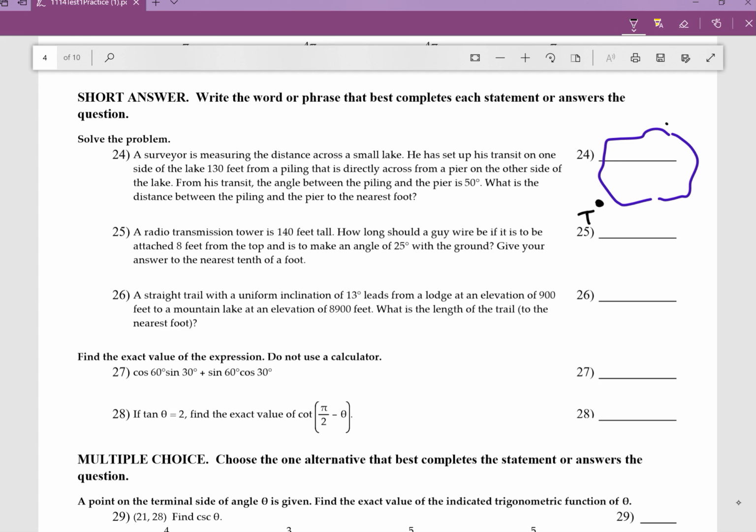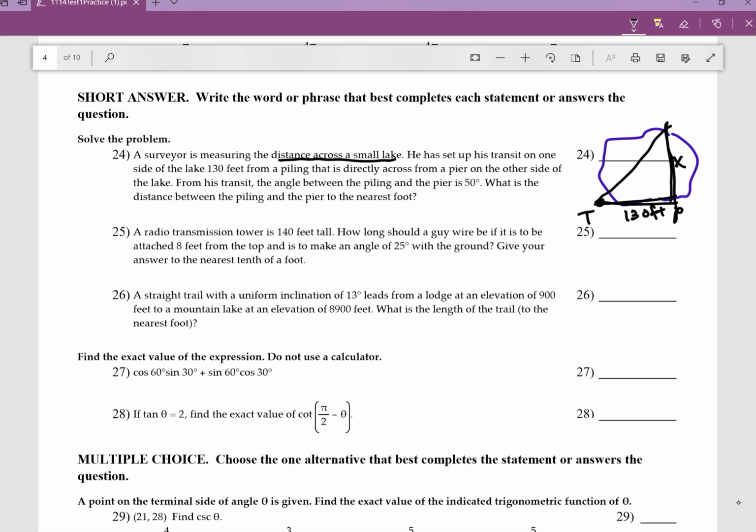And they're trying to measure, according to this, the distance across a small lake. This is the distance across a small lake right here. He has set up a transit here, and so there's a distance from here to here. And the next thing they tell you is that the distance between this and the piling is 130 feet. So now this length here obviously is irrelevant, not something we're interested in.